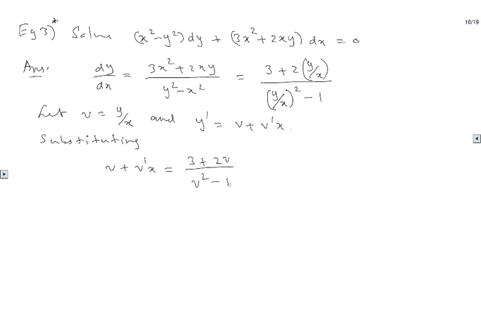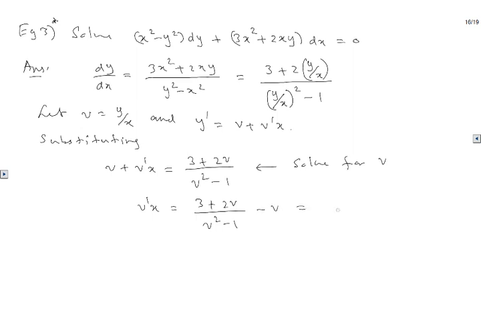Okay, unfortunately this time you can see that there is no cancellation of v. So what we do, we're going to move the v to the other side. So what you want to do is solve this one for v. That's how I do it. I'm going to isolate this term and move that term to the other side. So it is (3 plus 2v) over (v squared minus 1), minus v.